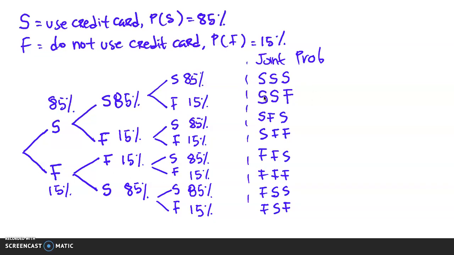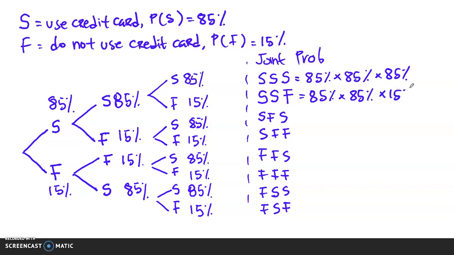Now we have 8 joint probability events, and each event is obtained by using the multiplication rule for independent events. So to get the probability of 3 customers all using a credit card, it is 85% times 85% times 85%. The second one, 2 out of 3, is 85 times 85 times 15. And so on, you do the same for the rest.